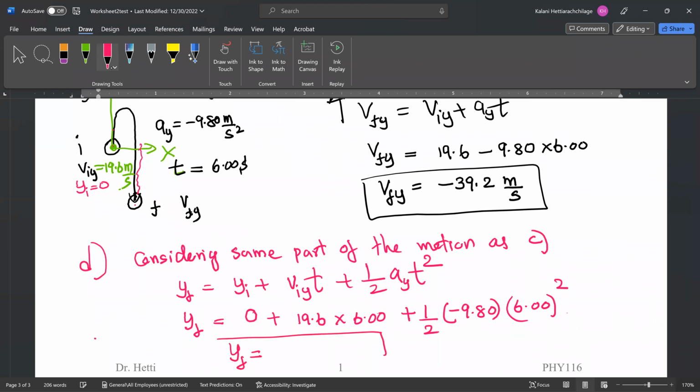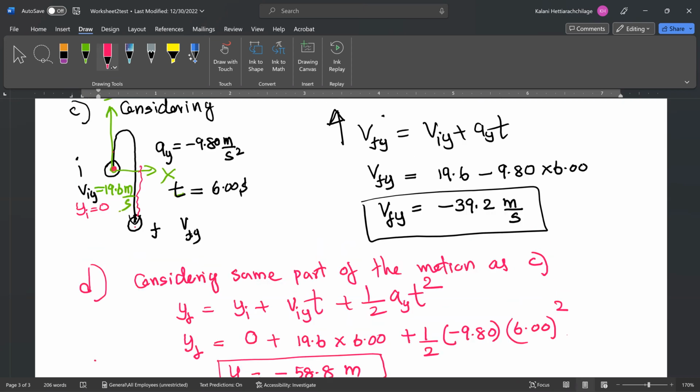What you are expecting, according to the problem, is that y final depends on whether you go to the ground or go below that. But definitely the value you are getting here is a negative number, because according to my 0 place here, it is going in the downward direction. Solve it and I get 58.8 meters. Okay, so now it makes sense.